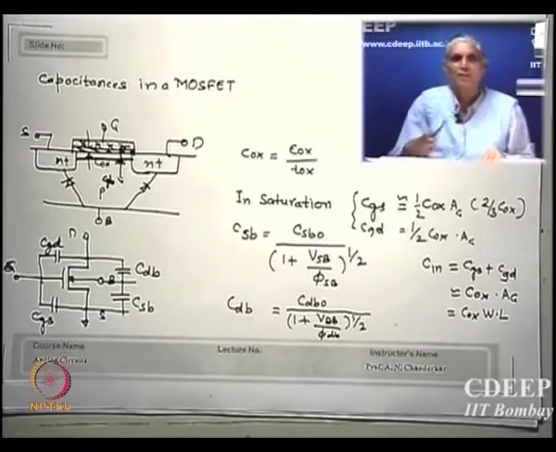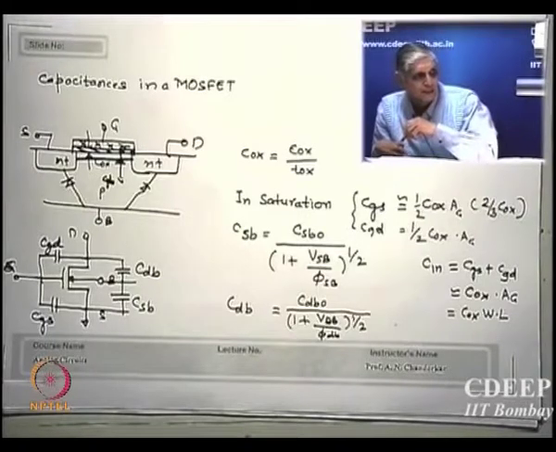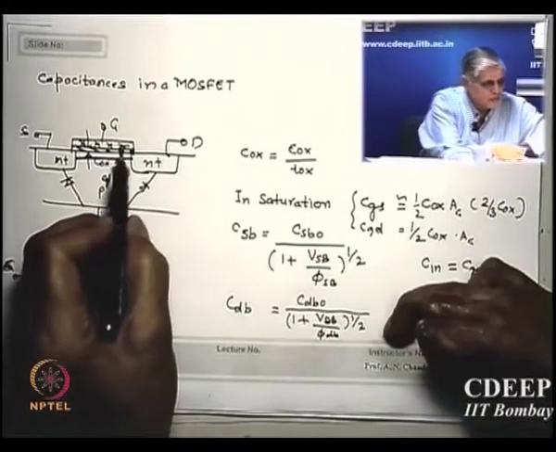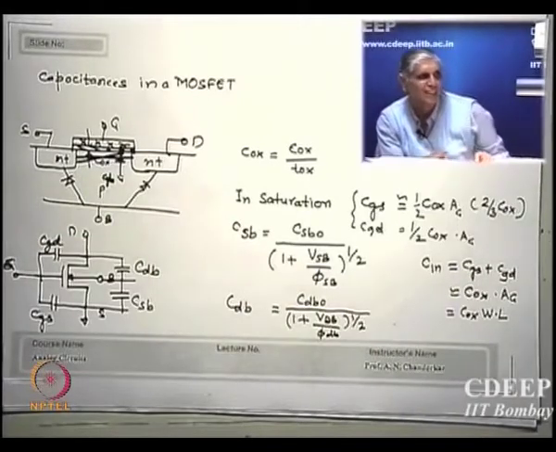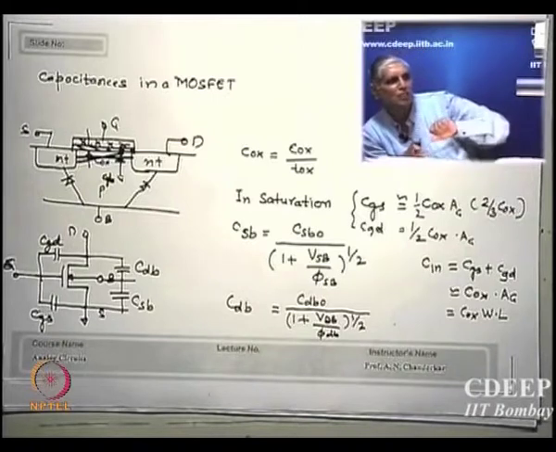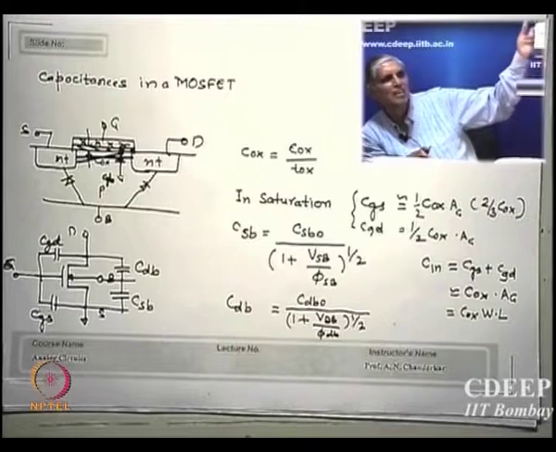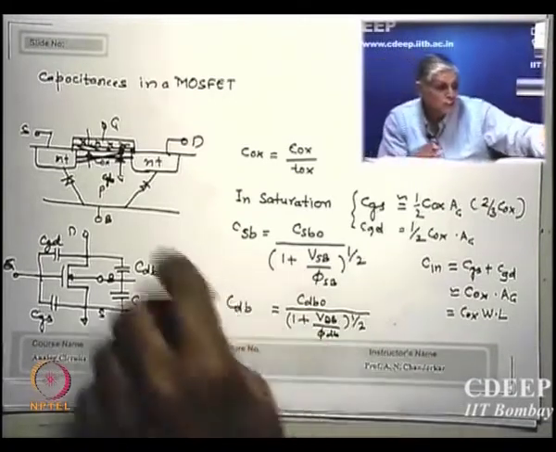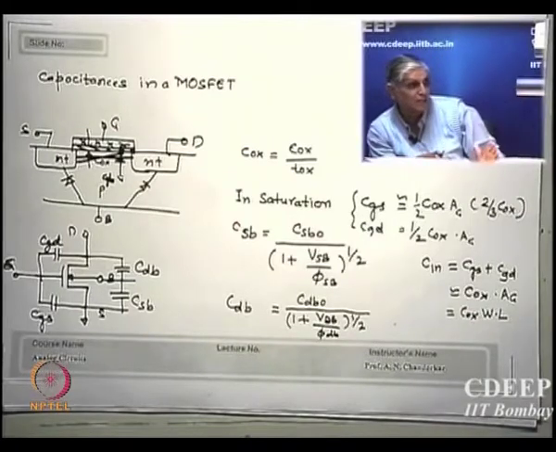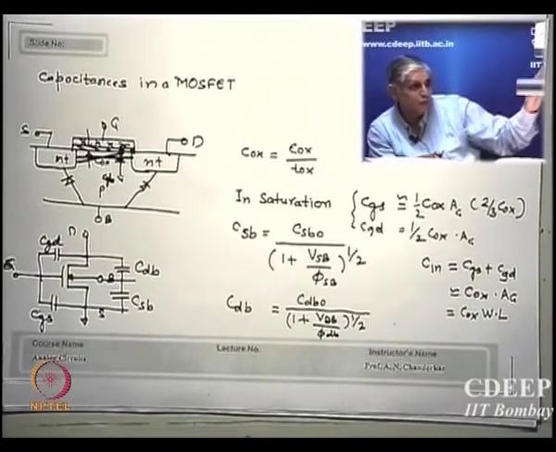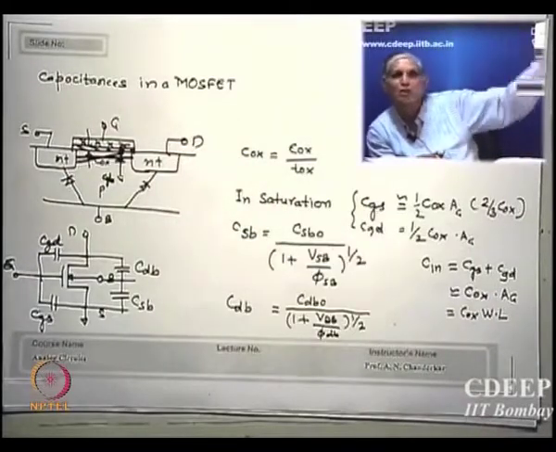In real life, it is 2/3 Cox at the source end. Why is it so? Because if the channel pinches off earlier, there is no drain end capacitance. Is that correct? So I say all of this Cox is now pushed to the source side, and CGD I say doesn't exist as such, though CGD may come because of the depletion layer at the drain side. So CGD is not zero, but that CGD which was coming from the oxide is now pushed to the source side.